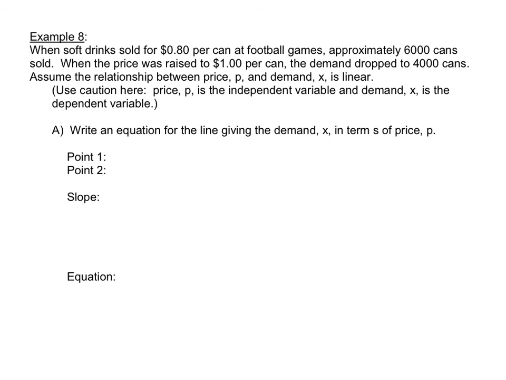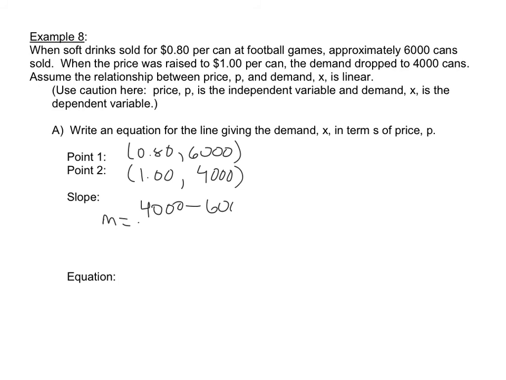Write an equation for the line giving demand X in terms of the price P. So the first point we know is (0.80, 6,000). The second point we know is (1, 4,000). So if we find the slope, it's 4,000 minus 6,000 over 1 minus 0.8. So you get negative 2,000 divided by 0.2, which is equal to negative 10,000.